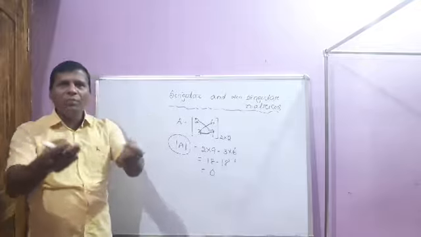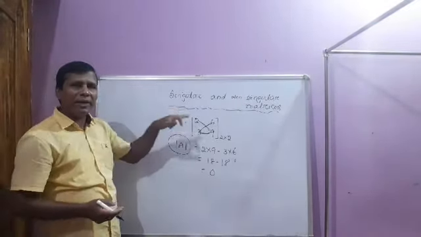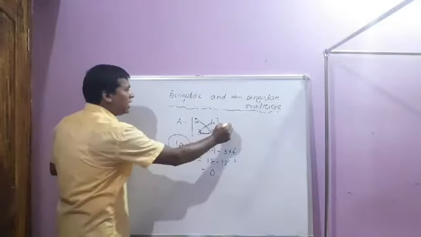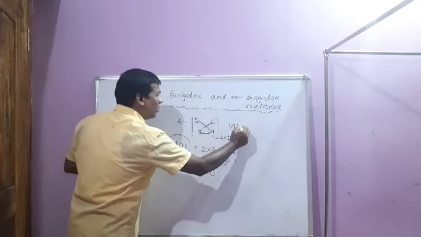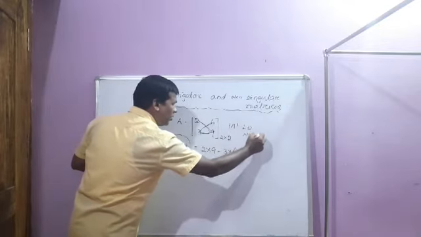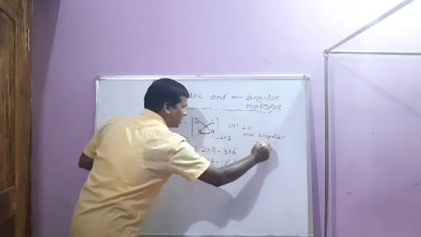If the determinant of a given matrix is equal to 0, then that type of matrix is known as a singular matrix. If in this case det A is not equal to 0, then it is a non-singular matrix.